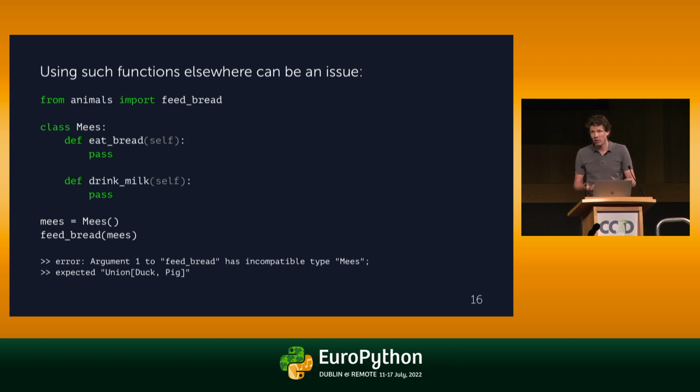If the function is in someone else's code, then you cannot add any other class to this union in the type hint. So you're basically stuck. Of course, you can have MyPy ignore this issue if you really know for sure that it's fine. But, well, it's not so beautiful.